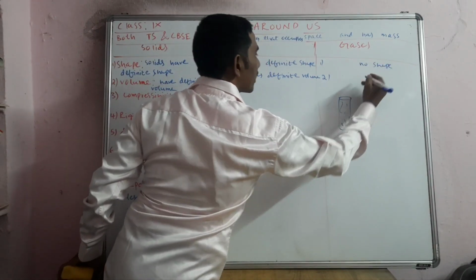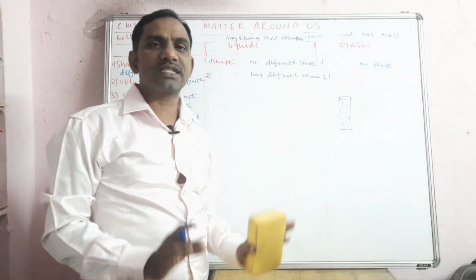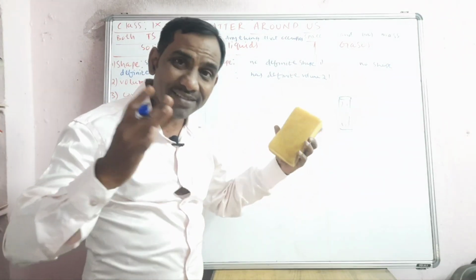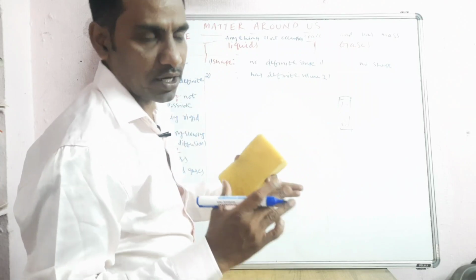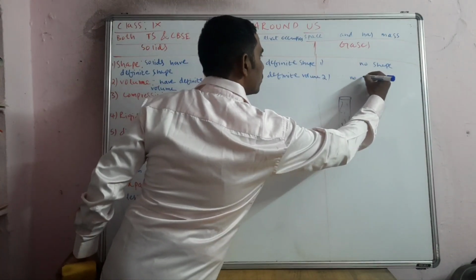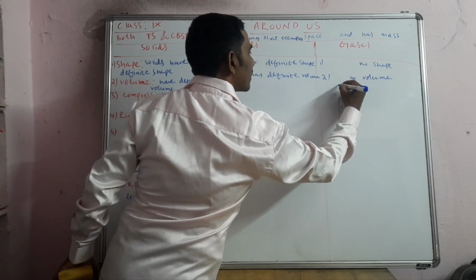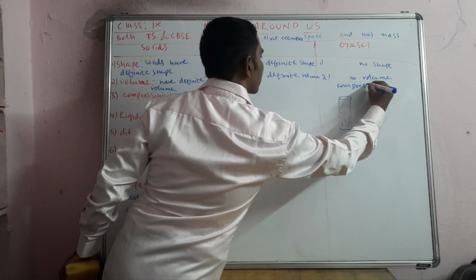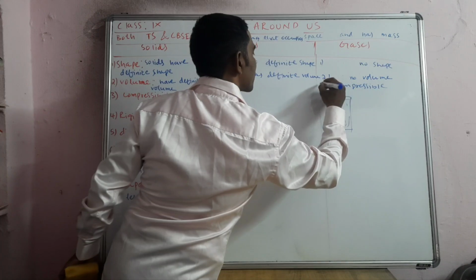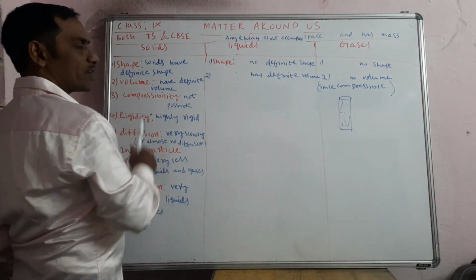And for volume, for gases you should say that the volume can be changed, meaning no particular volume. Why? Because gases are compressible. So generally you would say no definite volume, or volume changes, since gases are compressible. Now, coming to the next property, compressibility.